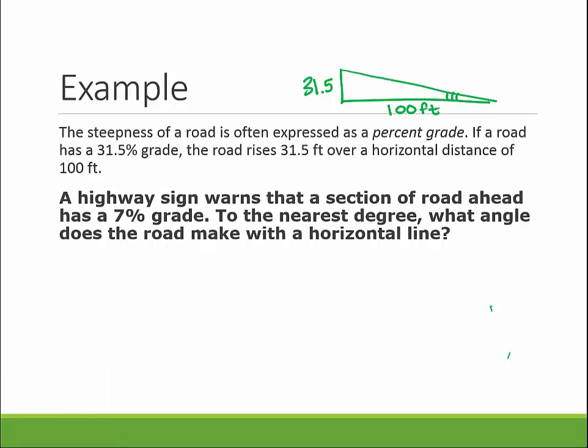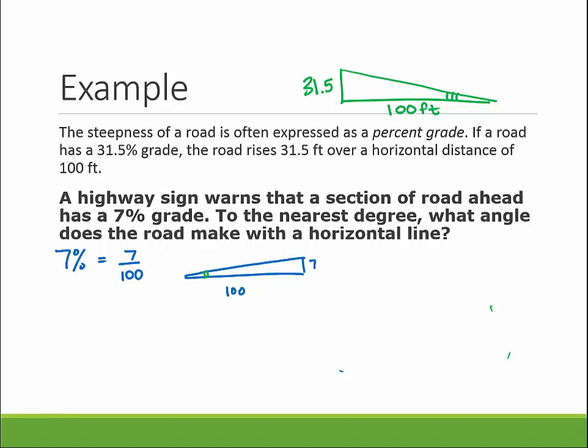So if you have a highway sign that warns a section of road ahead has a 7% grade, to the nearest degree, what angle does the road make with a horizontal line? So remember, 7% means 7 over 100. That's the ratio. You can draw yourself a nice little picture. Over 100, only up 7. So we're looking for a nice tiny angle right here that this makes.